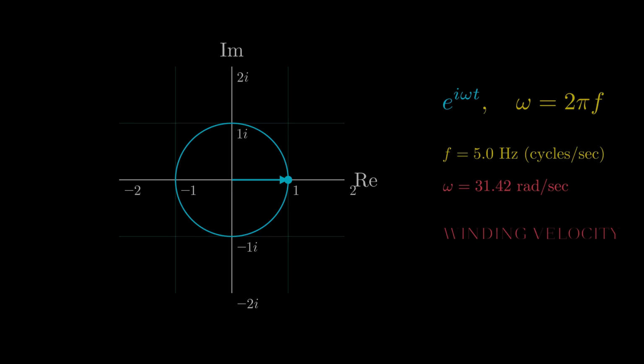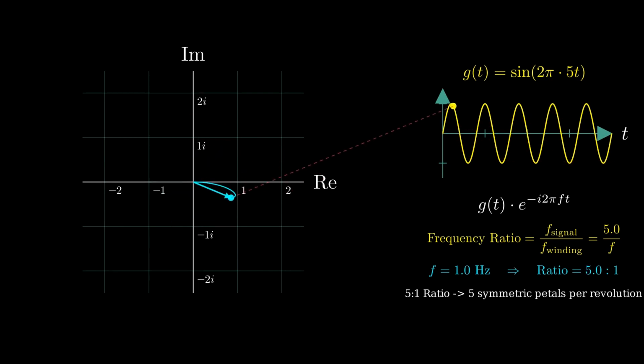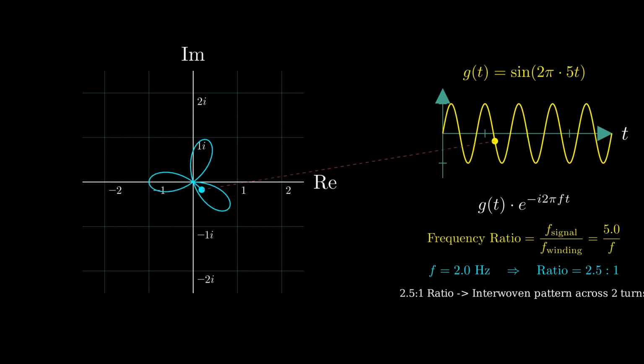Let's take a pure signal, like a sine wave with a frequency of 5 Hz. When we multiply this signal by e raised to I omega t, we are wrapping or winding this sine wave around the origin of the complex plane at a chosen winding frequency, f.